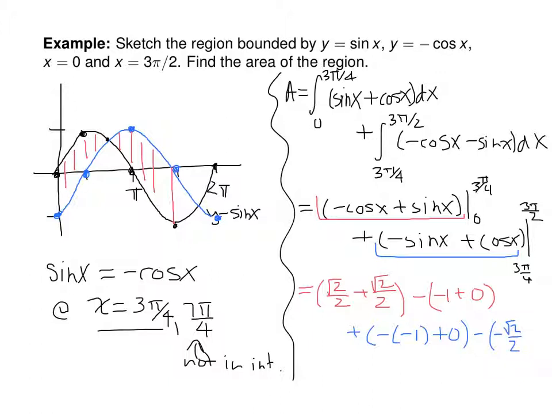And then cosine of 3 pi quarters is negative root 2 over 2. So that gives us root 2 plus 1 plus 1 plus root 2, which is 2 root 2 plus 2.